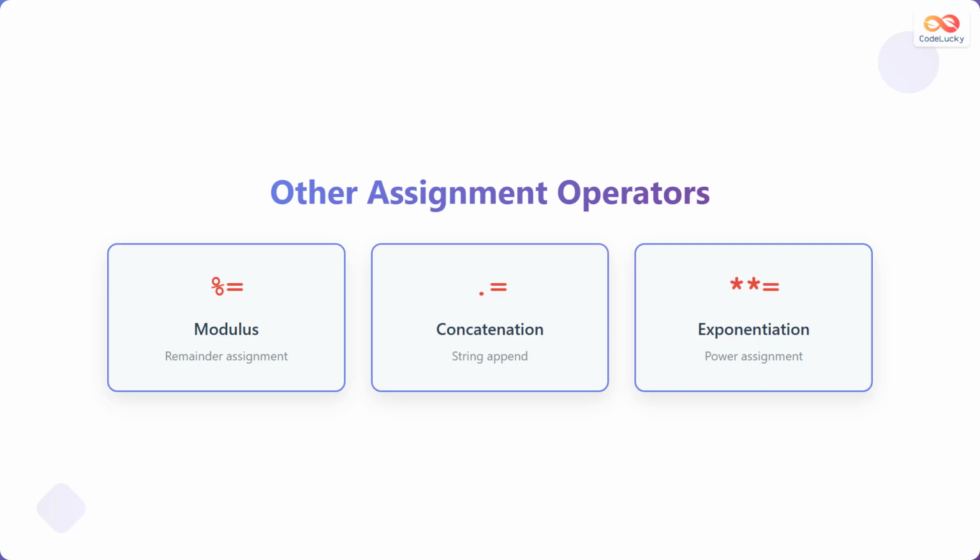Let's explore some other assignment operators. The first card shows modulus equals. It assigns the remainder of a division operation. Next, dot equals. This is string concatenation or appending. Finally, asterisk equals, which assigns the result of exponentiation or raising to the power of.